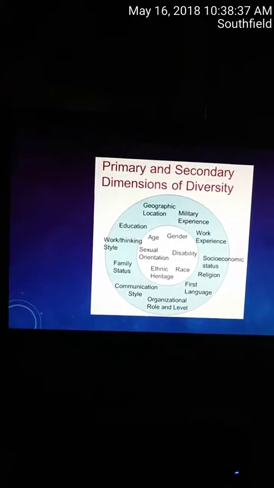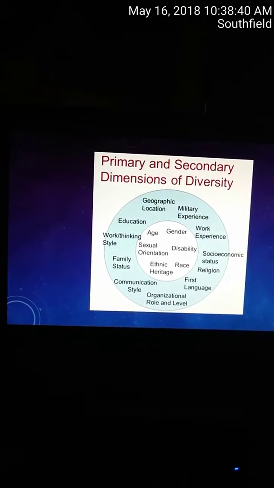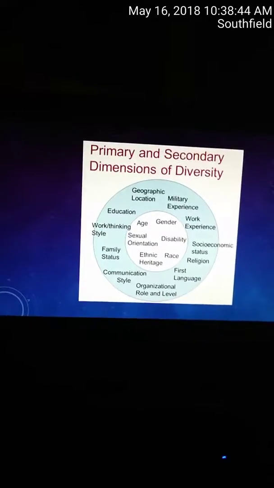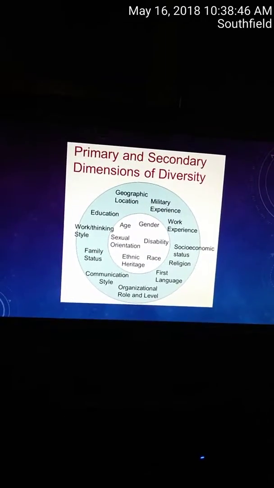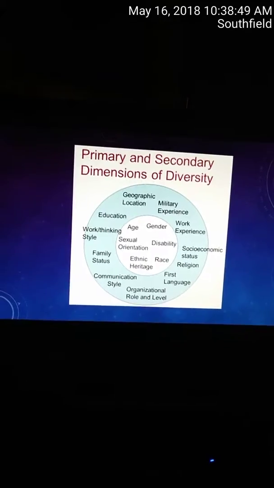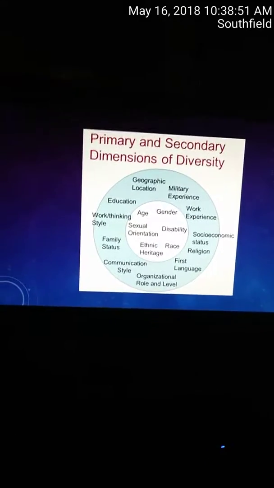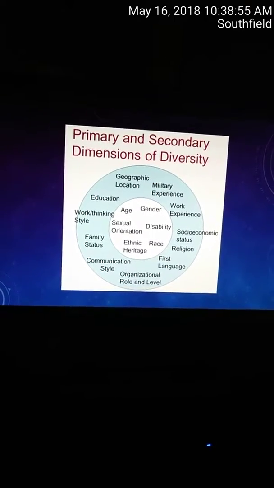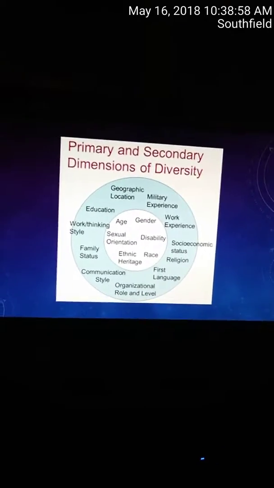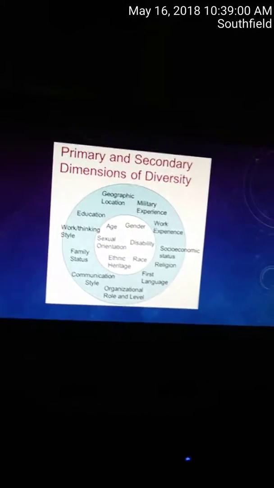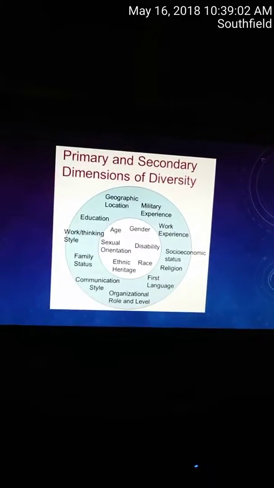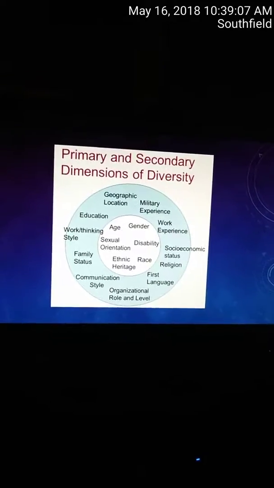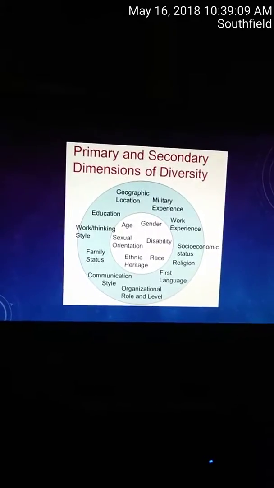Some people are blind and they can't see, so they use Braille as a way of communication. Some people use sign language as a way of communication. Your organizational roles and levels. Your conversation may be different with your coworker than it would be with the CEO or manager or supervisor of your company. The first language may be different.